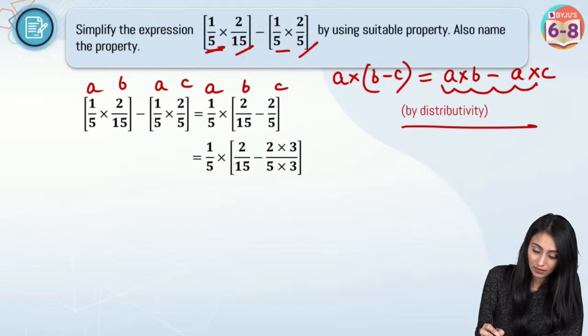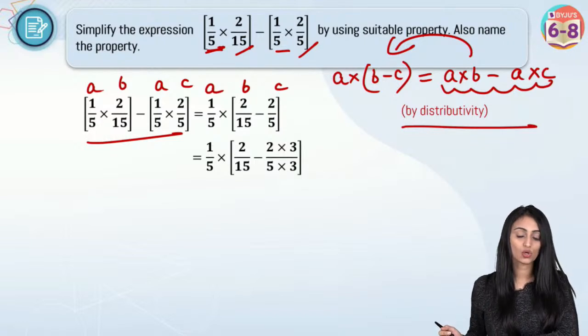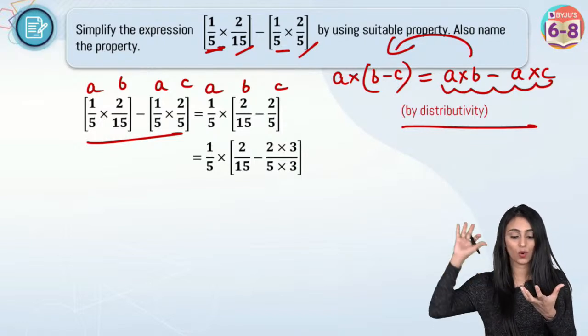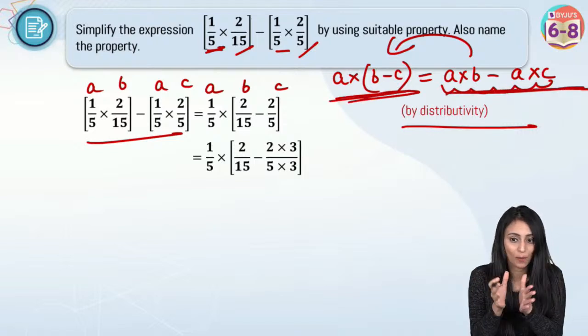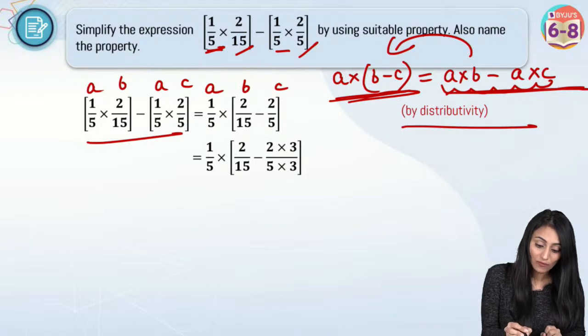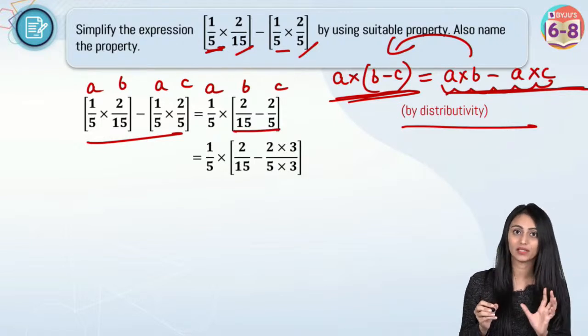So Simran, what we have done here is we have taken 1 by 5 common. This was given in the question; the question was given in the form of what we have on the right side here. So I'm writing it in this compact form. Now I have to simplify this bracket, so I have to take the LCM and make the denominator the same.